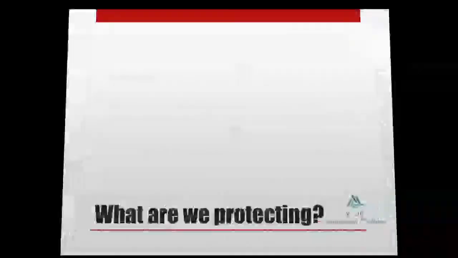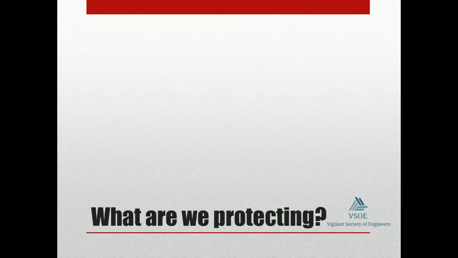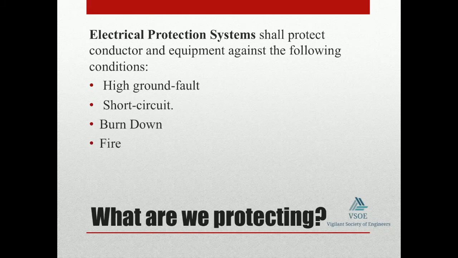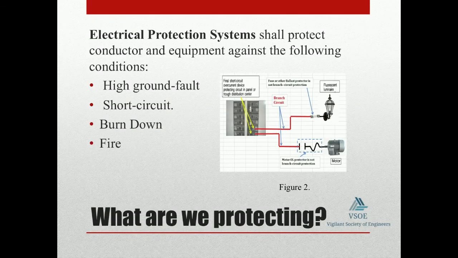What are we protecting? An electrical protection system shall protect conductors and equipment against the following conditions, such as high ground fault, short circuit, burn down, or fire. Figure 2 demonstrates how electrical circuits are implemented to offer protection for electrical components.